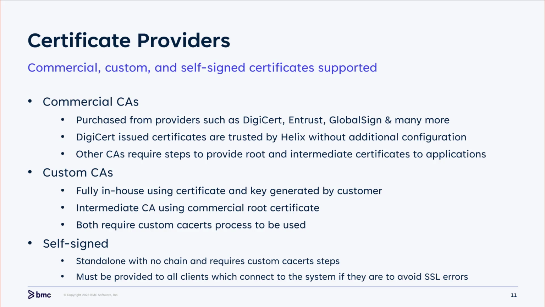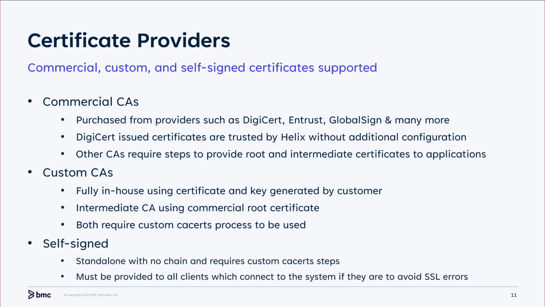For custom CAs, the process that we use within Helix to provide certificates to the applications is the same regardless of whether they're entirely internal or whether they're intermediate certificates that were issued by a commercial certificate authority. As far as the applications are concerned, it's the same thing. It's a chain of certificates, and you need to make sure that both the root and any intermediates are included in the configuration that is used when setting up the applications.